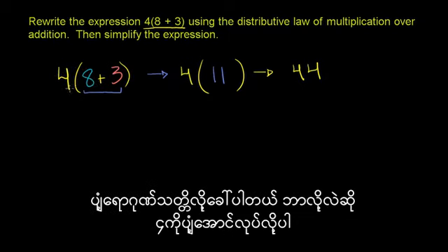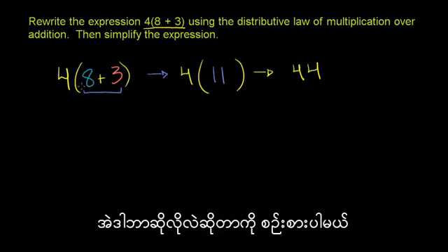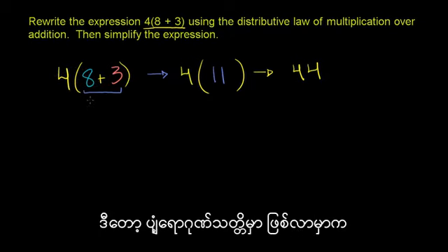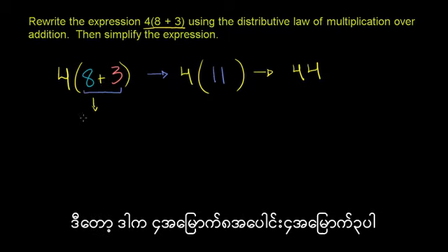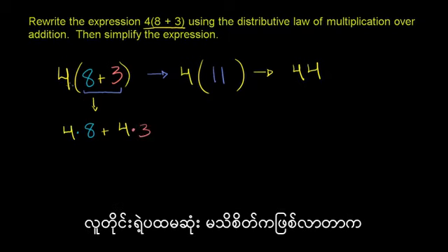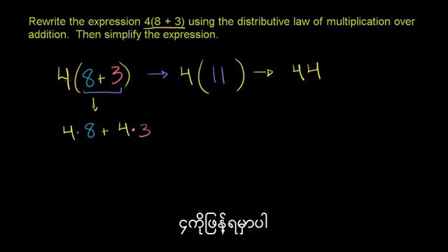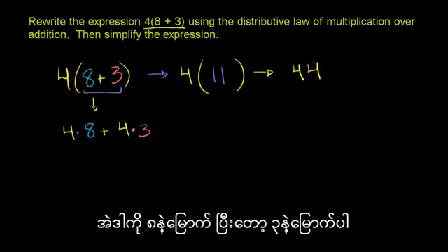And it's called the distributive law because you distribute the 4. And we're going to think about what that means. So in the distributive law, what this will become is 4 times 8 plus 4 times 3. And we're going to think about why that is in a second. So this is going to be equal to 4 times 8 plus 4 times 3. A lot of people's first instinct is just to multiply the 4 times the 8. But no, you have to distribute the 4. You have to multiply it times the 8 and times the 3.